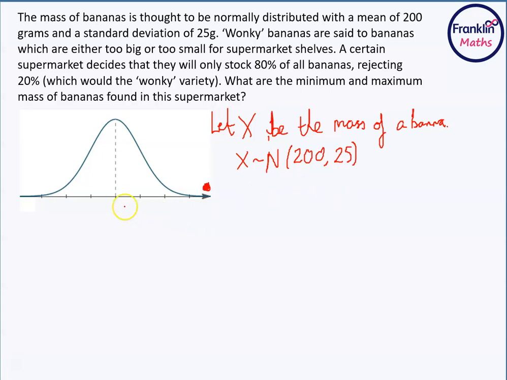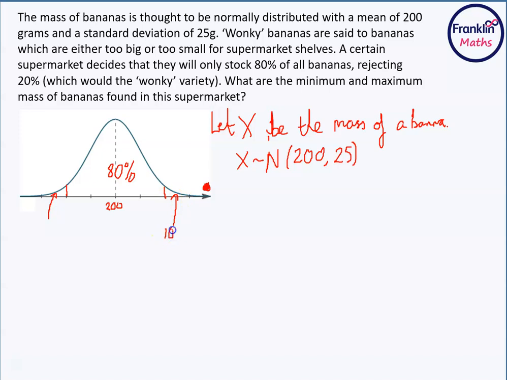Okay, right. So I'm going to label this in my diagram. So this is 200. This is going to be 225, etc. So we're going to reject 20% of the bananas. Now for this one here, so we're going to accept 80%, but we're going to get rid of 20%. So I'm going to just draw this on here. So bananas which are either too small, which are these ones here, or too large, which are here, we're going to reject those. So this area in the middle here, that's going to be 80%.